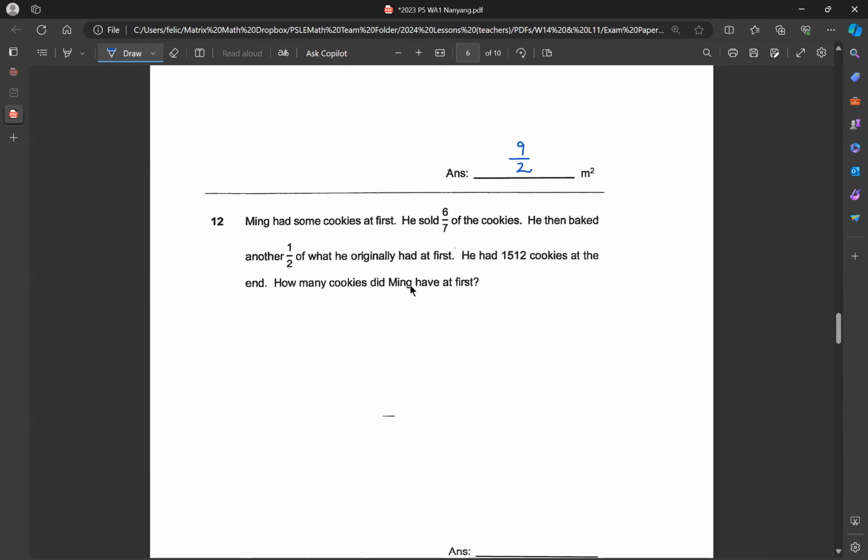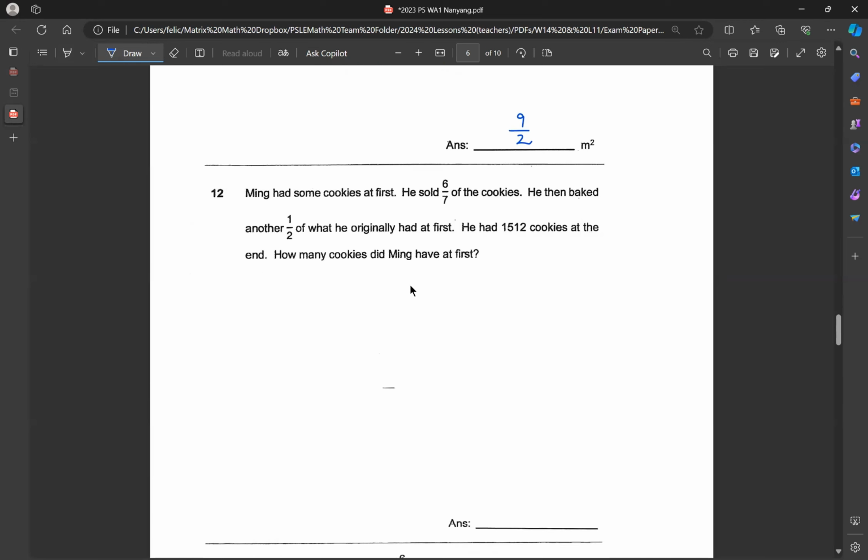Okay. Question 12. So Ming had some cookies at first. He sold 6/7 of the cookies. He then baked another half of what he had originally had at first. He had 1,512 cookies at the end. How many did he have at first?